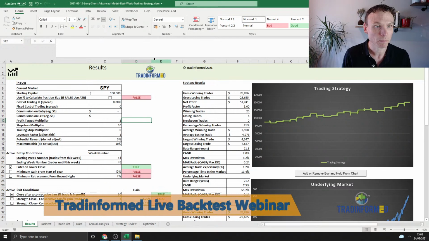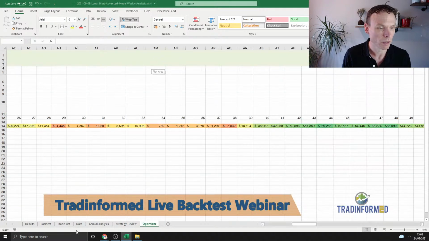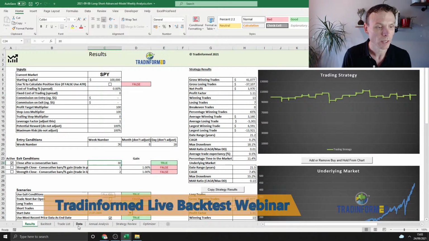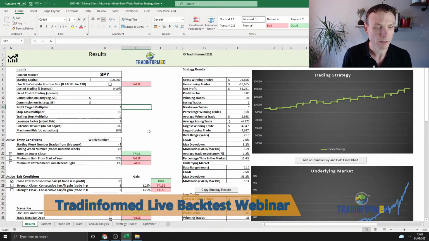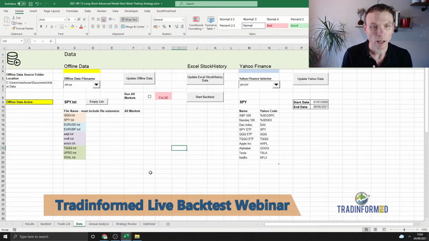In the meantime, I'm just going to bring this back here. Let's have a look at the results. Let's go to this model. Got 3 spreadsheets open. Okay, so another thing you can do in Excel very easily. Tradinformed backtest model. It is a bit easier. We've got a few different ways of getting the data into the model.